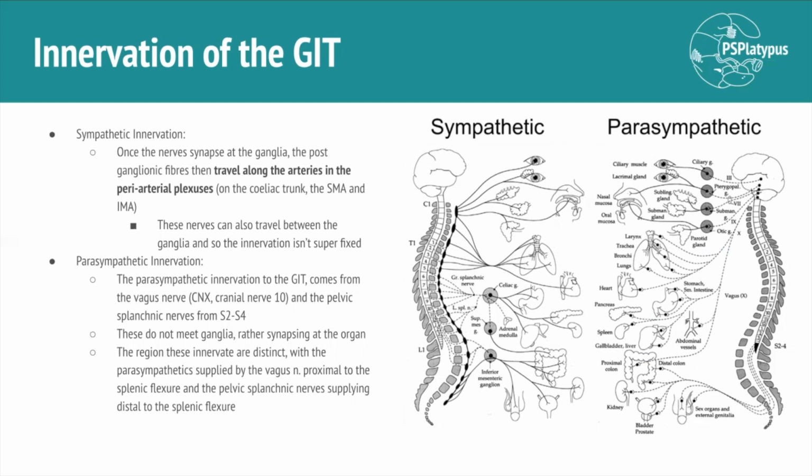And the regions these innervate are distinct, with the parasympathetic supplied by the vagus nerve proximal to the splenic flexure, and the pelvic splanchnic nerves supplying the region distal to the splenic flexure. This is probably one of the key points to remember, as if you were to get an MCQ, it will probably be testing this concept about how far the vagus nerve innervates down the GIT and where the pelvic splanchnic nerve begins innervating.